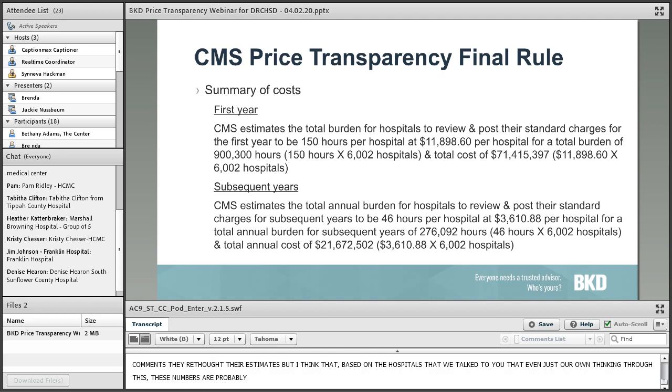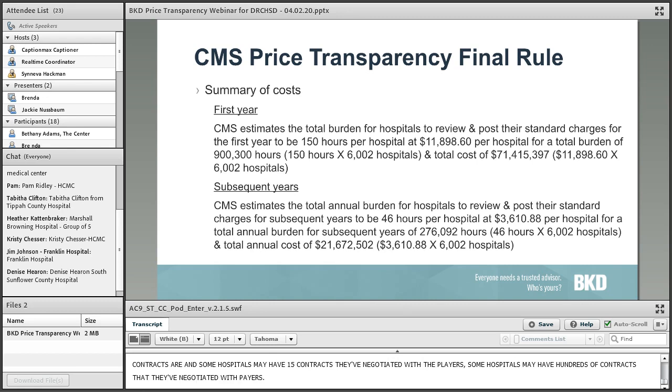Now, if you remember back to the proposed rule, CMS estimated about 10 hours and approximately $1,000 annually to comply. So I think based on their comments, they've rethought these estimates, but based on the hospitals that we talked to and even just our own thinking through this, these numbers are probably very low.